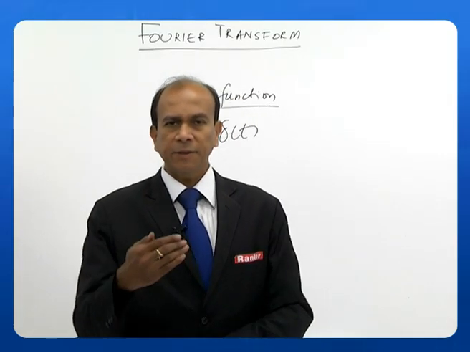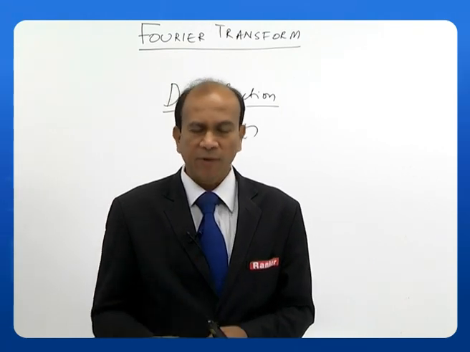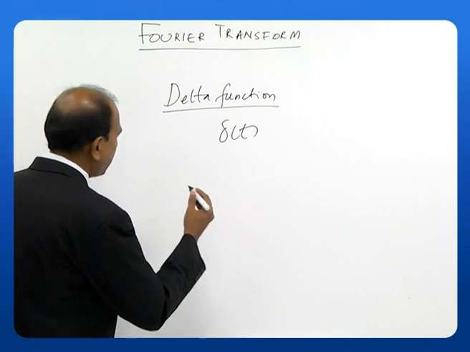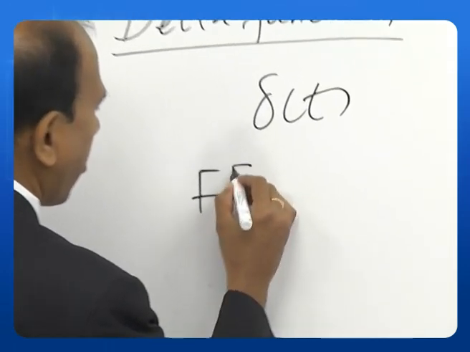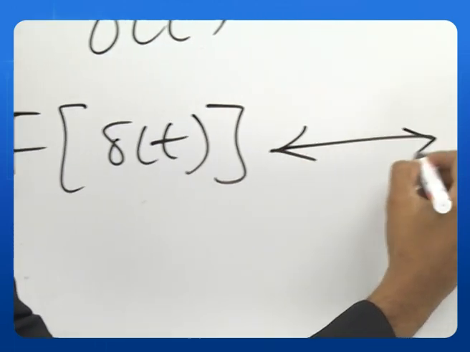Let us see another property, the Fourier transform of delta of t. Let us see what the Fourier transform of delta of t is. The Fourier transform of delta of t will be equal to 1.